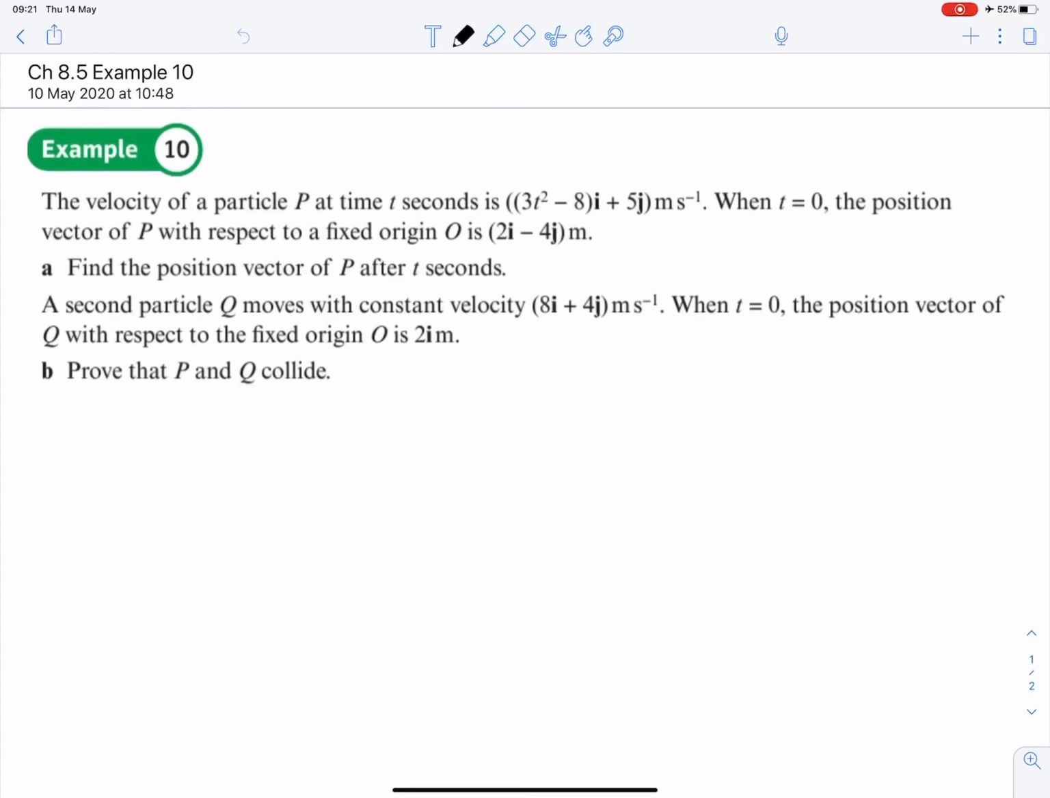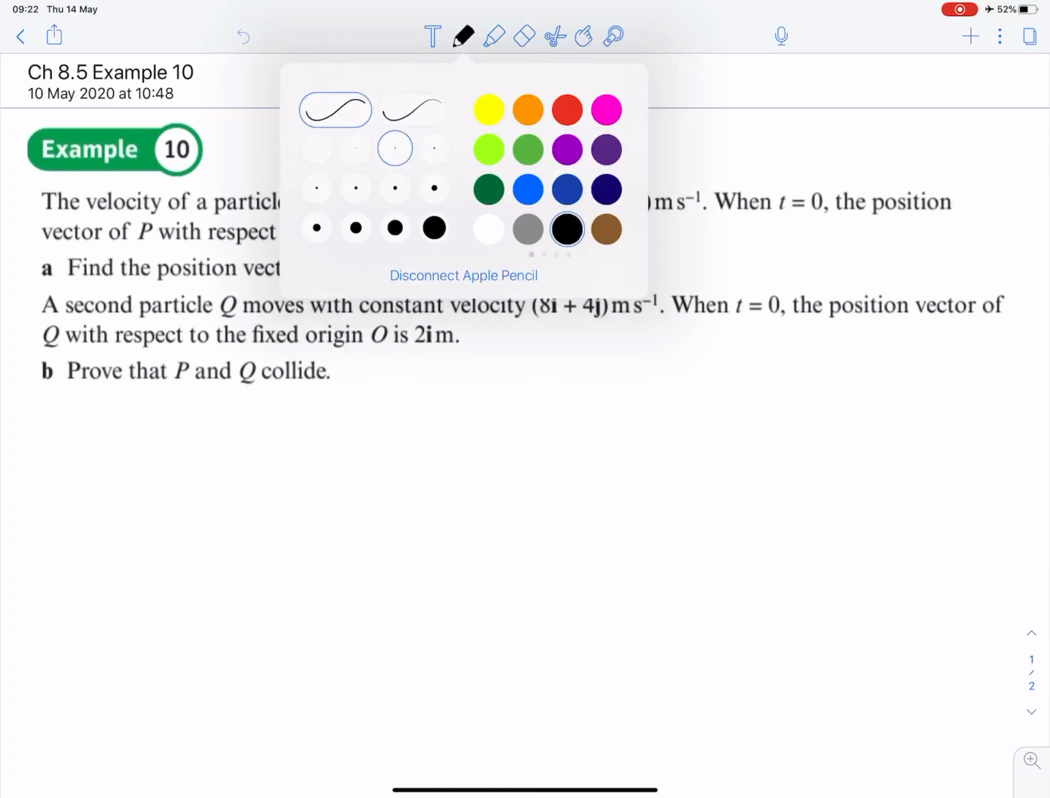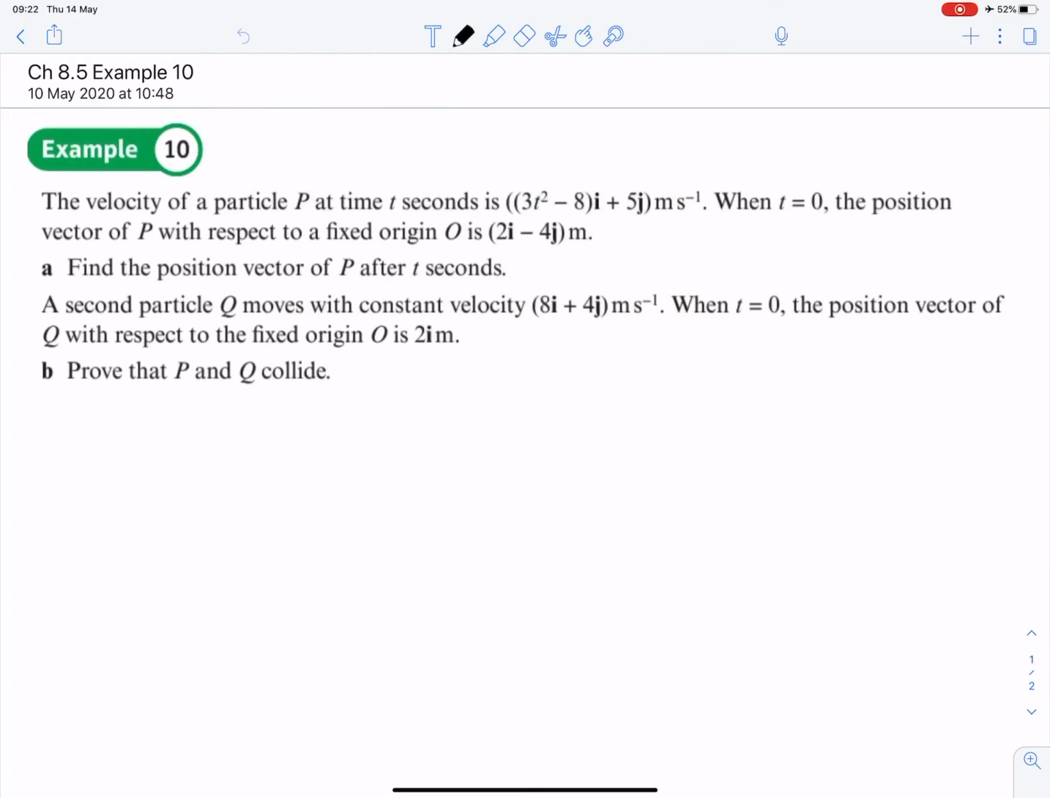Okay, well done if you've got this far. This is the last example on the Applied Mechanics course. Well, just congratulations, and hopefully this course has been helpful and you've managed to understand what we've been through.